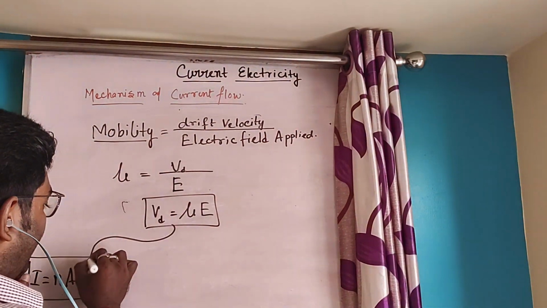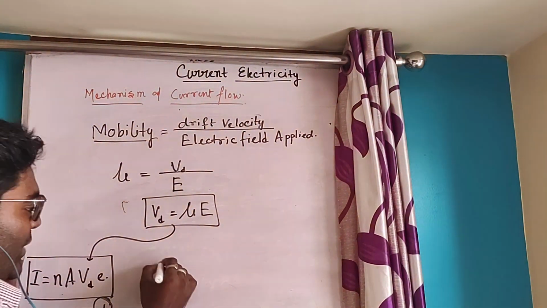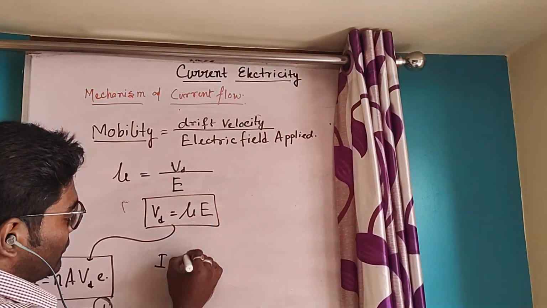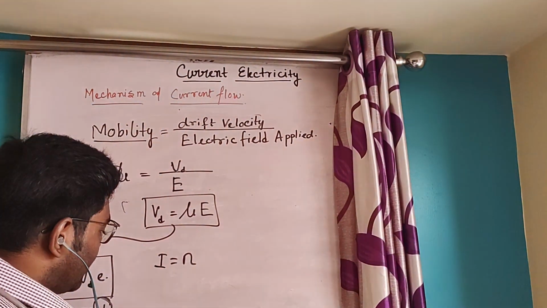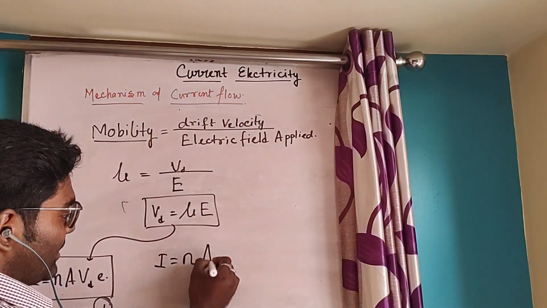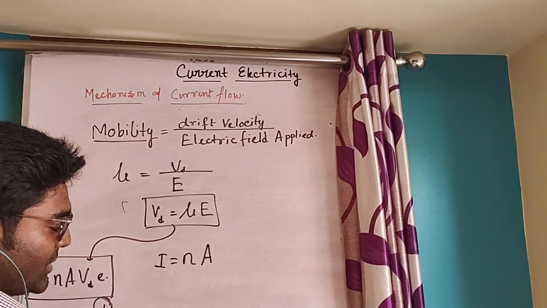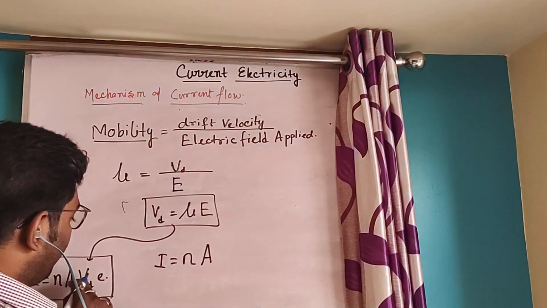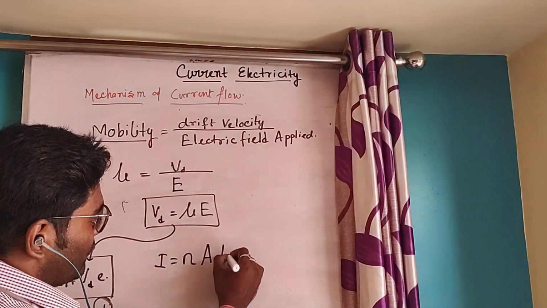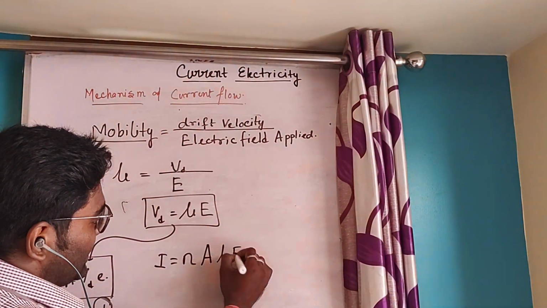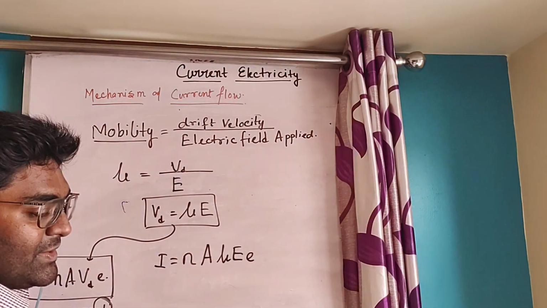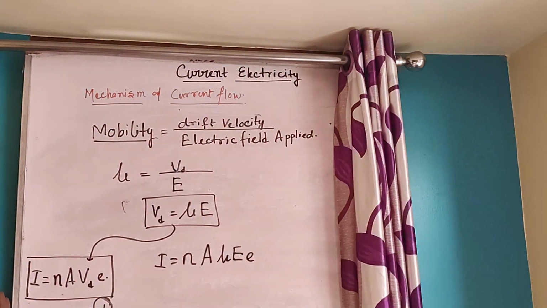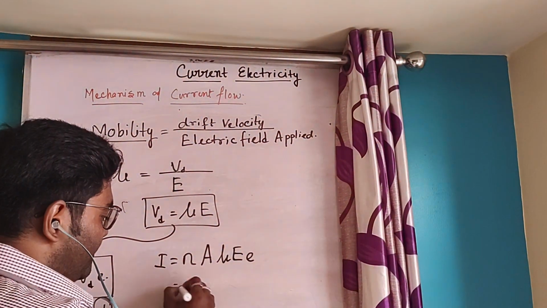Now put this value here. What will we get? I equals number density of the conductor, N, into cross-sectional area of the conductor, A. Now in place of Vd we have to put mu into capital E, into small e, that is the charge of a single electron.